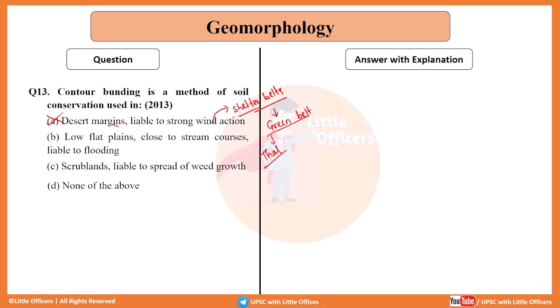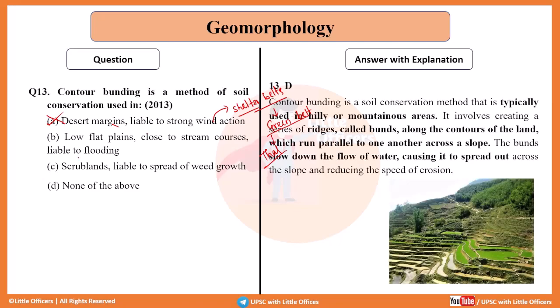Okay, then the third one is, see, this is also low flat, which is not going to be the contour bunding method, because flat plains don't have that slope where you need to do the contour plowing or contour bunding. So you can remove this. Shrublands and liable to spread of weed growth. See, here also contour bunding is not used.